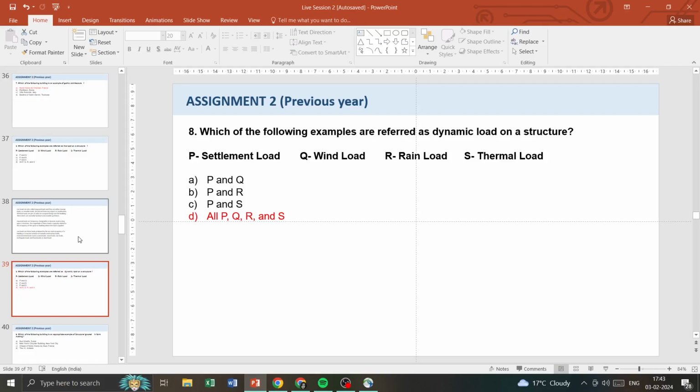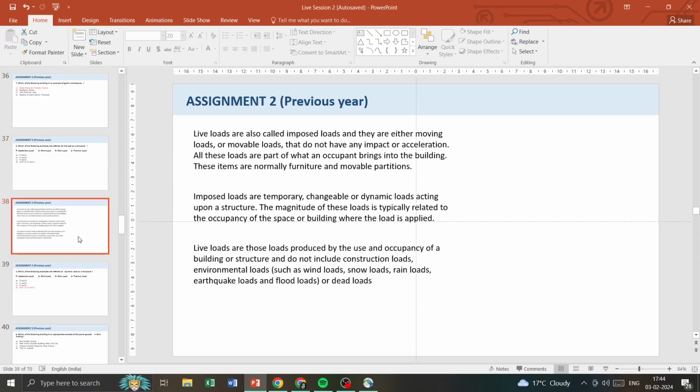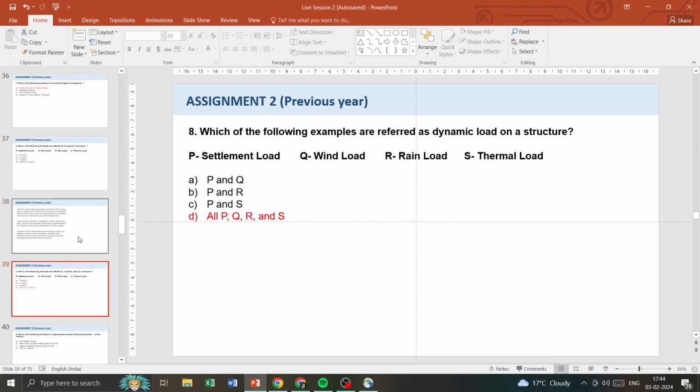However, I think there was a minor mistake in the question, that these are not live load but rather dynamic load. The original question was, which of the following examples are referred to as live load on a structure, and all these 4 points are mentioned, and the answer was supposed to be D. But these are not live load. Live load is specifically the load that comes from the occupation of the building, and it does not include construction loads, environmental loads, or dead loads. So the question should have been, which of the following examples are referred to as dynamic load on a structure, and then option D would be correct.